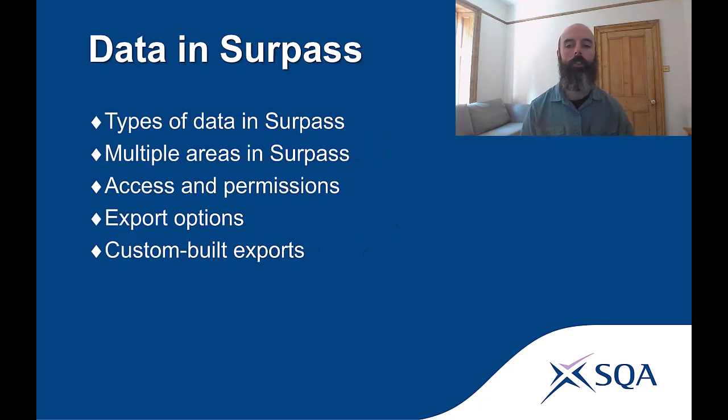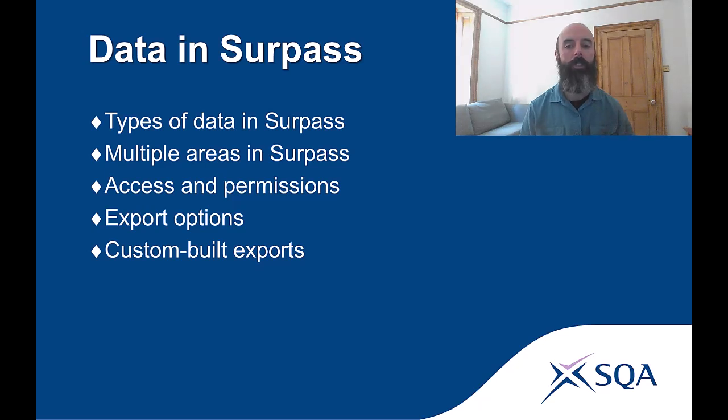Now within Surpass, there's obviously a huge amount of rich data that we could make use of. And it could be very valuable to us, but to be honest, within SQA, we've not been great at utilising it thus far. There are multiple different types of data within Surpass: subjects and centres, users, candidates and items, and tests and test forms. And these can all be found in multiple different areas within Surpass: item authoring, test creation, test administration, and reporting.